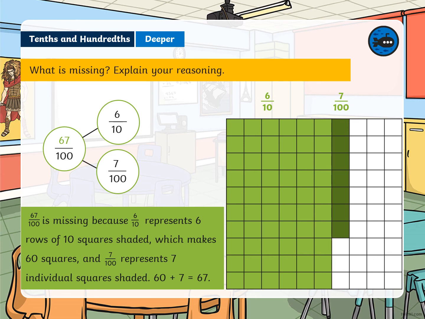67 hundredths is missing, because 6 tenths is represented by the 6 rows of 10 squares shaded. So that's your 6 tenths. 6 rows of 10 squares shaded. So that makes 60 squares. And then I have my extra 7 hundredths there, which represents 7 individual squares shaded out of 100. So 60 add 7 is 67. So your answer should have been 67 hundredths.